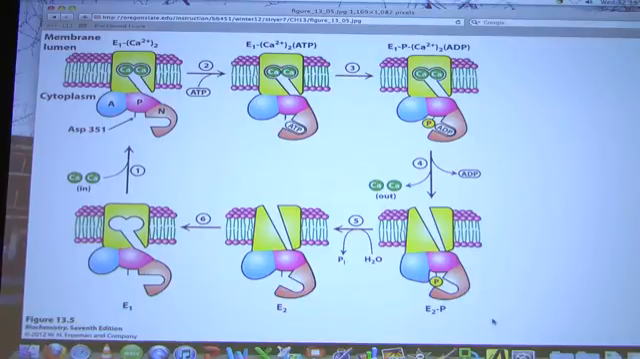Yes, sir? If the concentration of the thing being transported gets high enough, are these theoretically reversible? Could you generate ATP, or is there a one-way step? Very good question. So he just asked if the concentration of this got so high, could this reverse and actually make ATP? Okay? Some pumps can do that. Some pumps can do that. Yes.